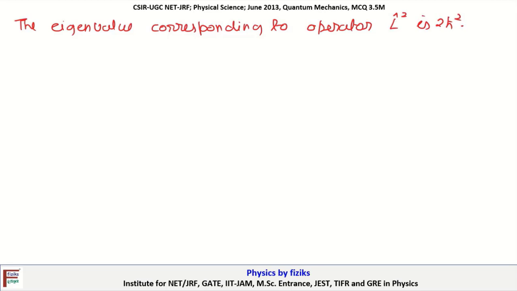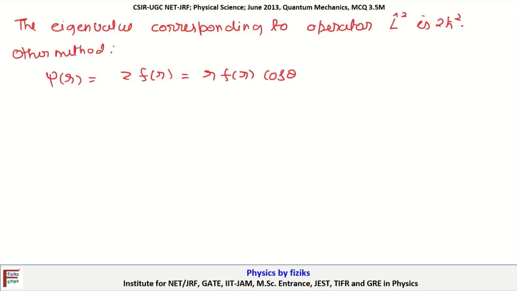Now, is there any other method to solve this problem easily? Yes. So the other method is psi of r equals z f(r), where z is defined as r f(r) into cos theta. Now express this cos theta in terms of spherical harmonics, which can be written as r f(r) root 4 pi by 3 Y 1 0.